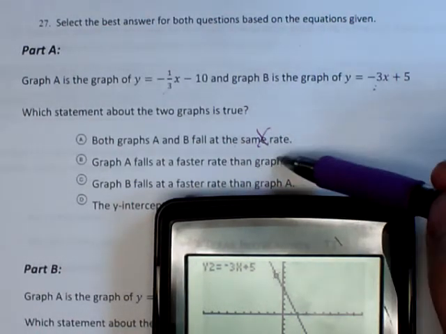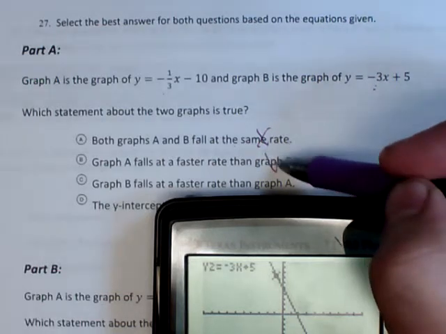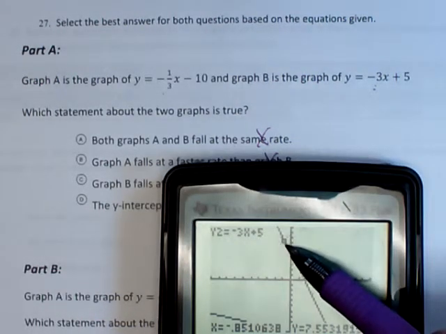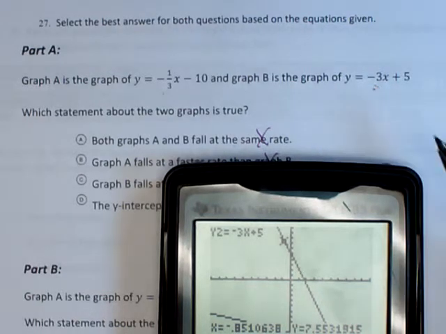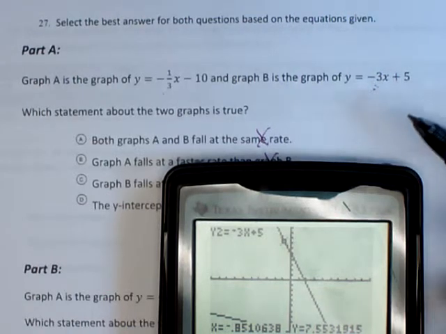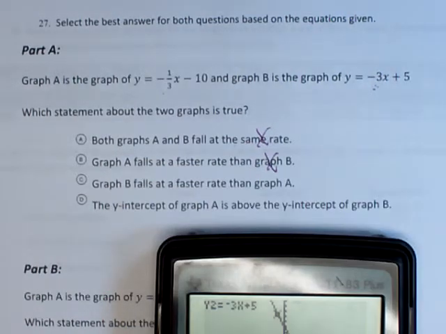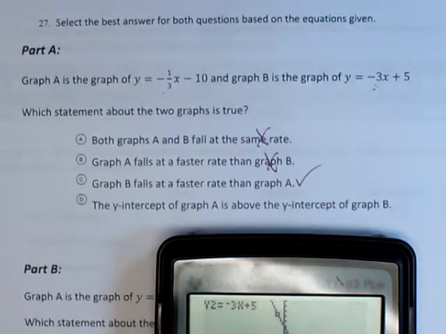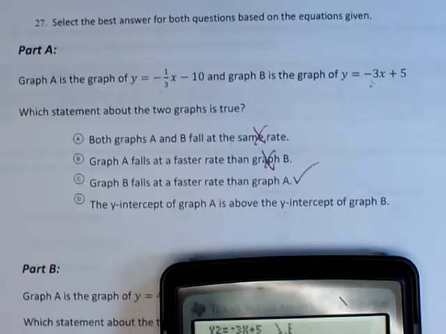Graph A falls at a faster rate than graph B. That's not true, because here's graph B and it's falling at a faster rate. It has a higher slope. Graph B falls at a faster rate than graph A. I agree with that. Let's just check this last one to see.